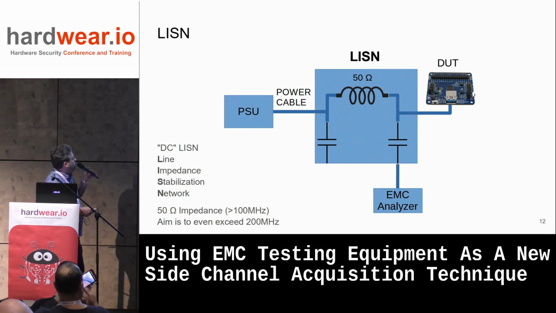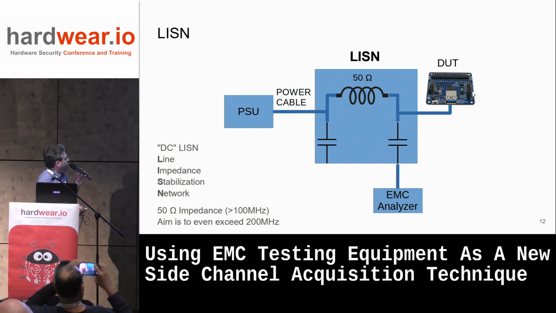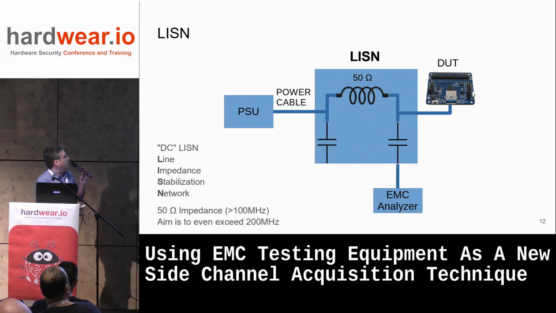So let's see what the LISN is. The LISN, like explained before, allows to have a 50 ohm impedance over more than 100 megahertz, but even at 2 megahertz, we have 50 ohm. We will see after. The aim is to even exceed 200 megahertz to do the side channel analysis, side channel attack on the DUT.